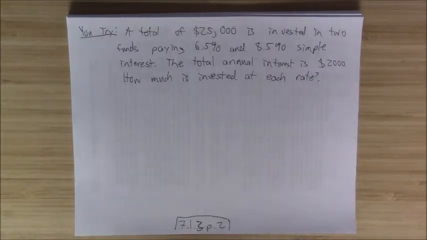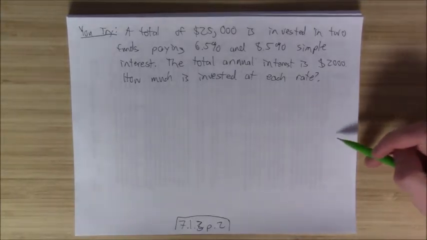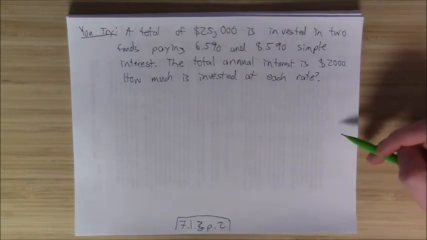And now it's time for you to try an example. Let's try another one where 25,000 is invested in two funds paying 6.5% and 8.5% simple interest, respectively. The total annual interest is going to be 2,000 this time. The question is how much is invested at each rate. On the count of 3, per the usual, I will reveal the answer. 1, 2, 3.